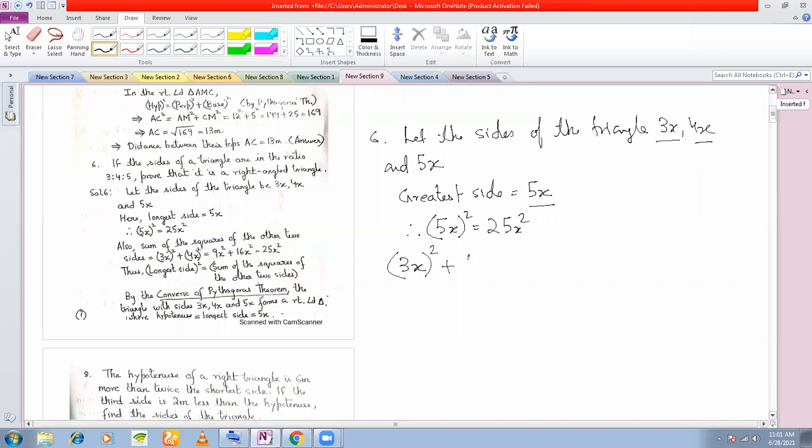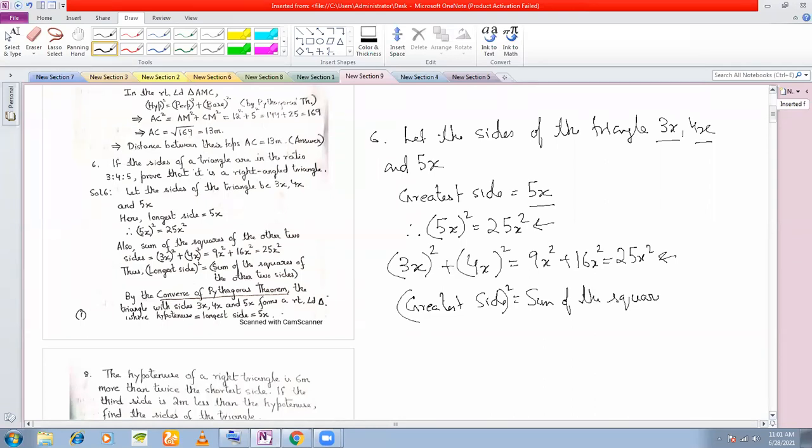3x square plus 4x square is equal to 9x square plus 16x square, which is equal to 25x square. So square of the greatest side here is equal to sum of the squares of the other two sides, right? So what can I say? Greatest side square is equal to sum of the squares of the lengths of the other two sides.